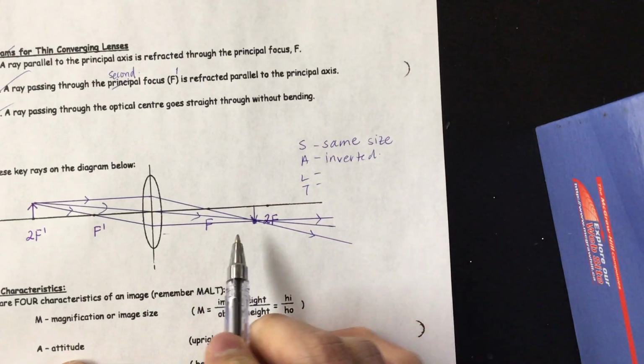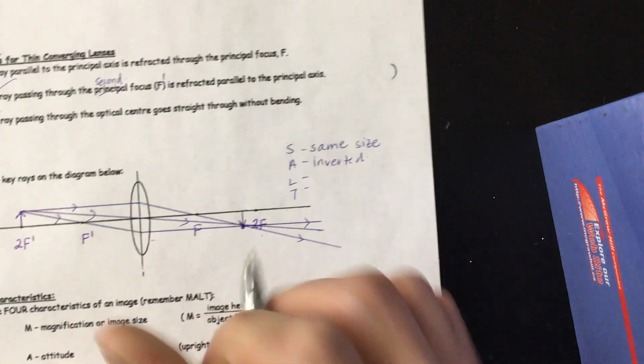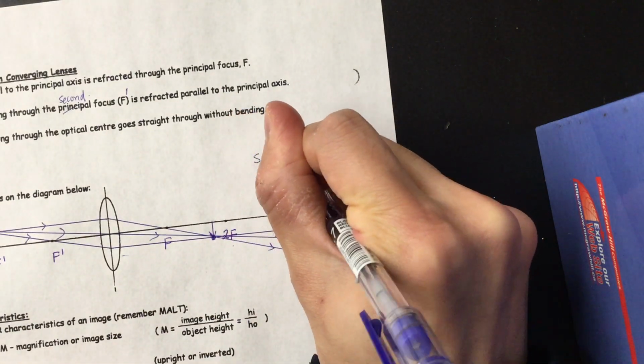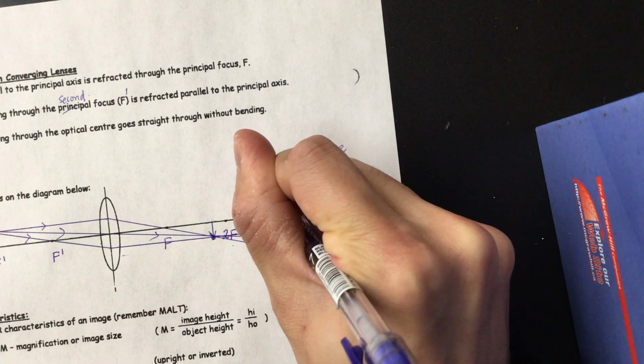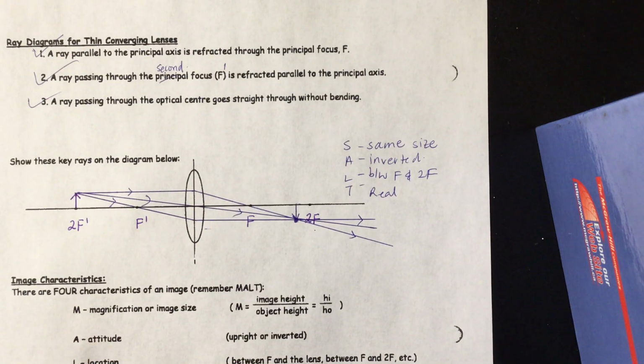The location, I'm going to specify, is between F and 2F. Okay, so you can see where the image is located. It's between F and 2F. And it's a real image because it is actual refracted rays that are intersecting. So it is a real image, okay?